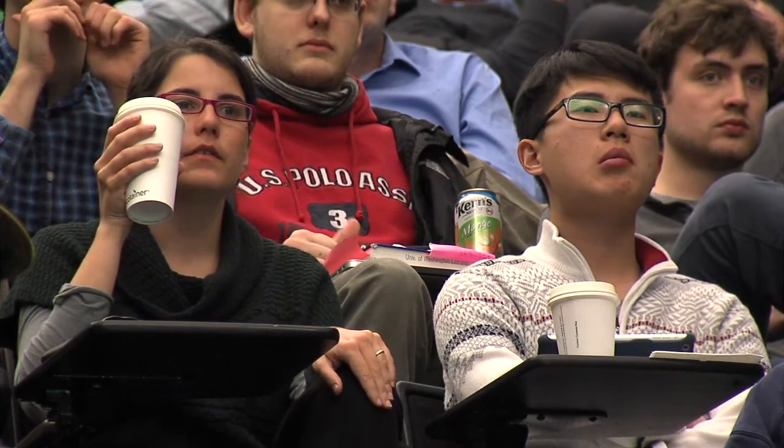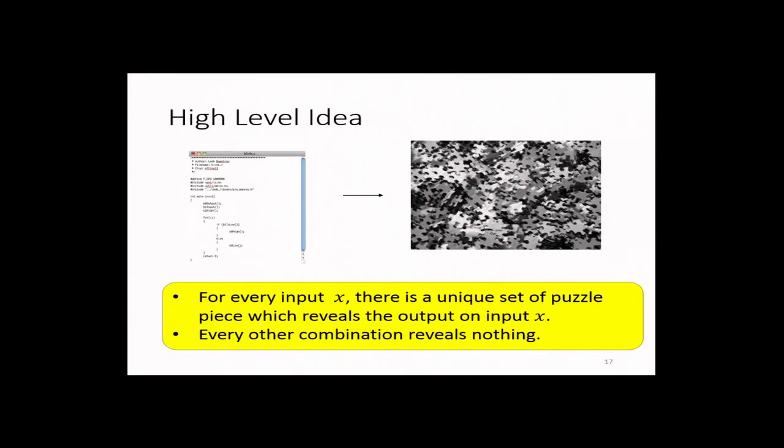And how computation is going to proceed is that for every input on which you might have wanted to execute the original program, there will exist a subset of the jigsaw puzzle pieces which, when put together, reveal the output of the program on that input. Okay? So for every input, there'll exist a subset. You can put them together, and those pieces will fit together, and you'll learn the output. And the security will arise from the fact that no other combination fits.